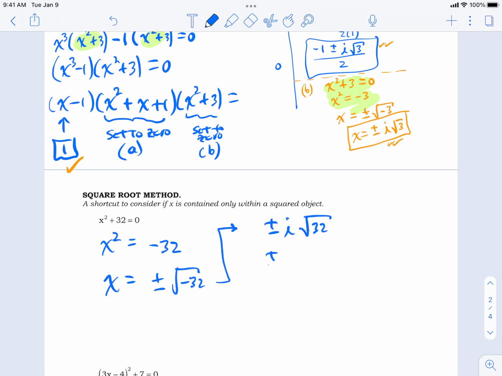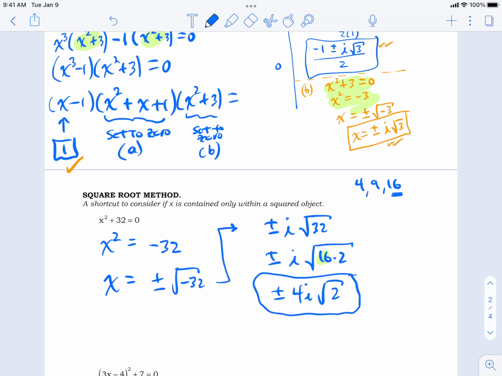And then remember, you want to take the 32 and try to take out a square rootable factor. 4 is a square rootable factor, but think big. 16, that's better. So 16 times 2, which means in the end, when you take the square root of 16, you get a 4. So put the 4 in front of the i. That other 2 is stuck forever inside the radical. There you go, 2 solutions. By the way, degree 2, 2 solutions. Perfect, right?